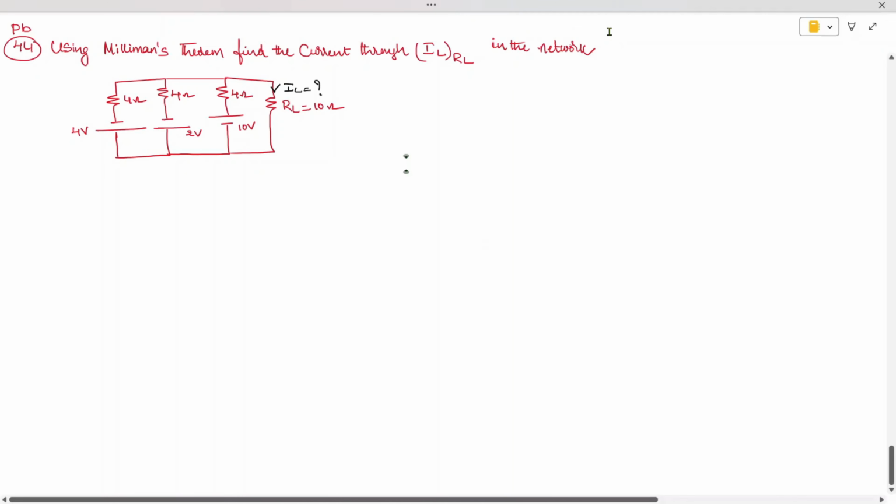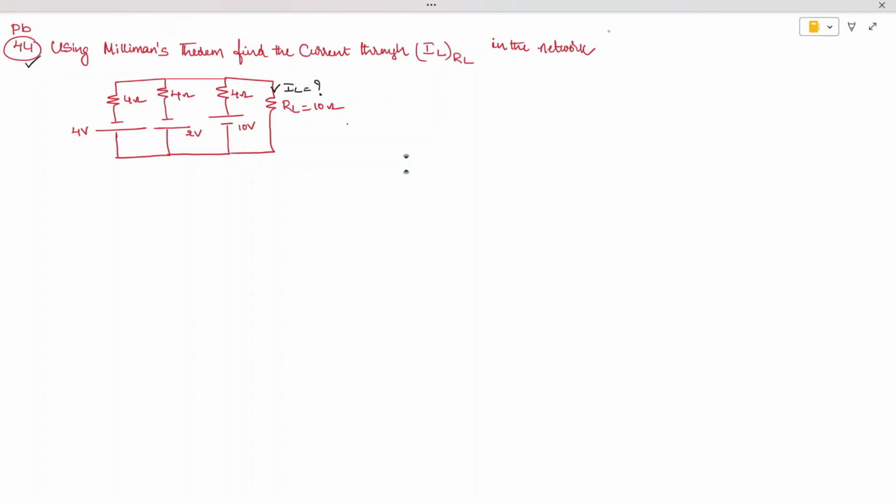Hi, good morning all. Let us try to solve this problem. Problem 44 is using Millman's theorem, asking us to find the current IL through the 10 ohm resistor in the network. I already explained in the previous lecture, 43, how to perform this reduction technique using Millman's theorem. Now let us apply this technique.